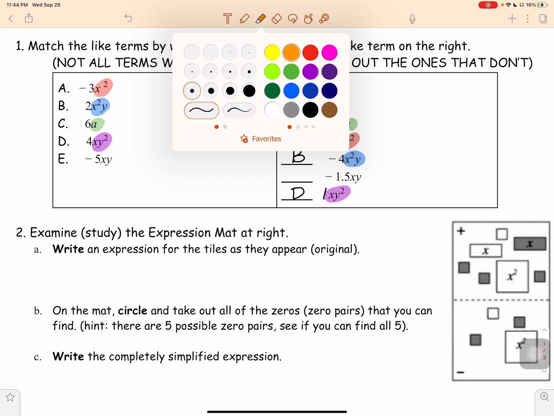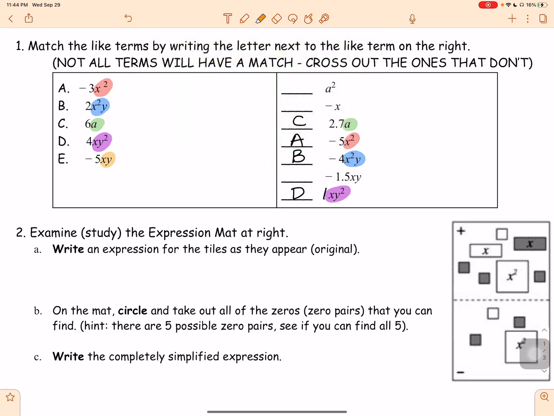And then this one here, we have xy. So looking on the right hand side, you want to find the one with just xy. So this one would match with E. Okay, so these two do not have a match. You can leave them blank, cross them out, whatever you want. But just understanding what like terms are is what the problem is asking here.